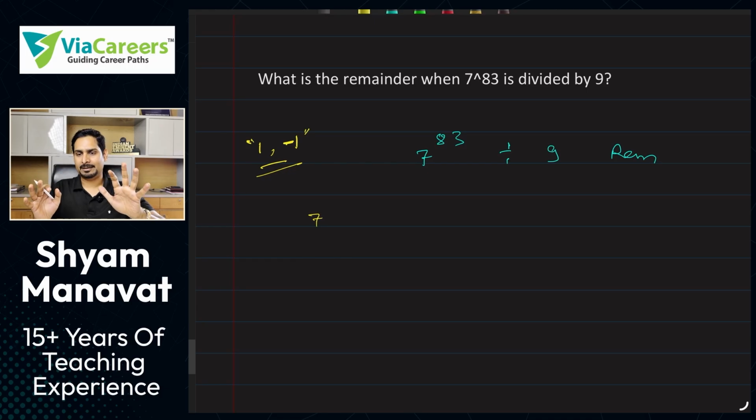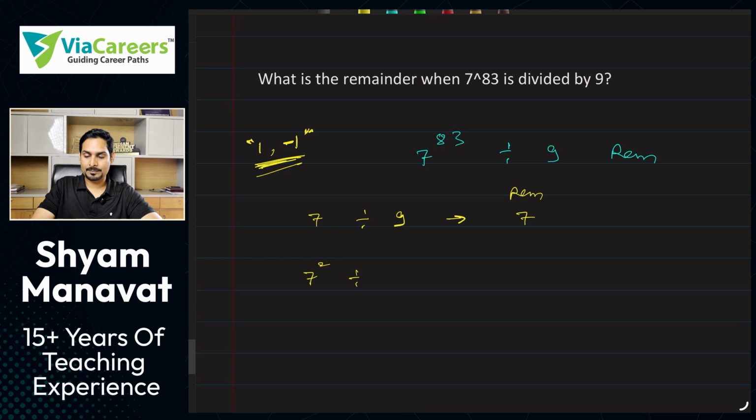So that's very defined, right? That's why we keep searching for which power gives us 1 or minus 1. Okay, so 7 to the power 1 divided by 9, the remainder is 7. 7 square, which is 49, when divided by 9, the remainder is 4, right?